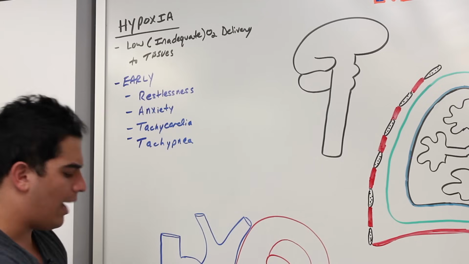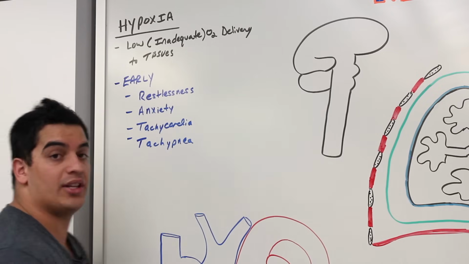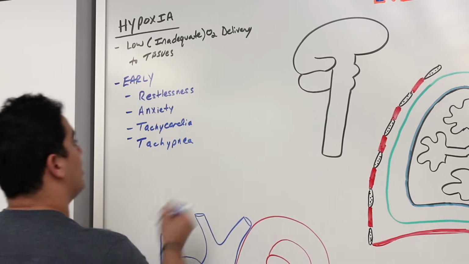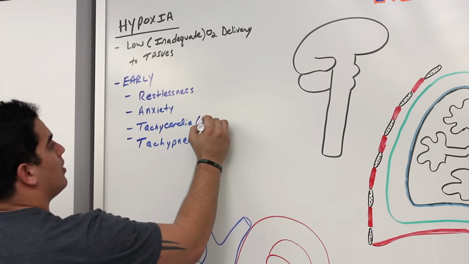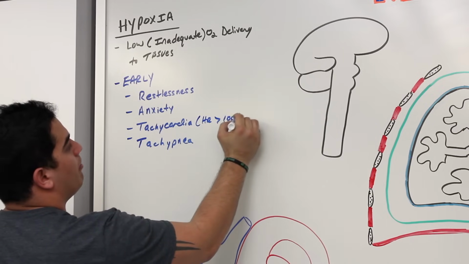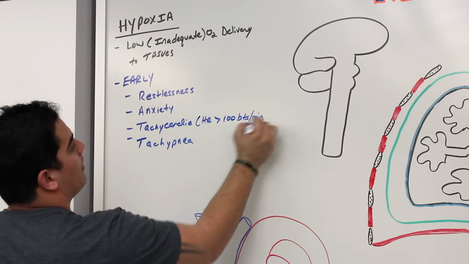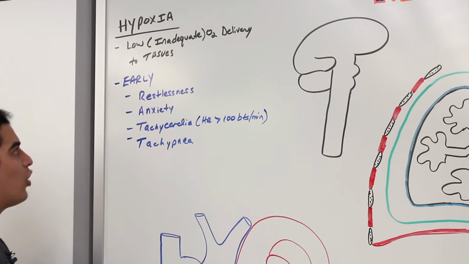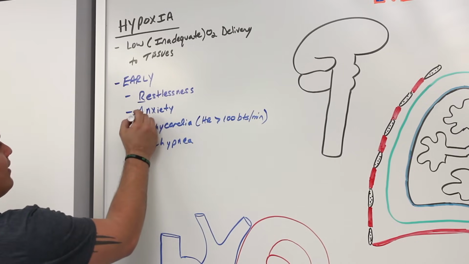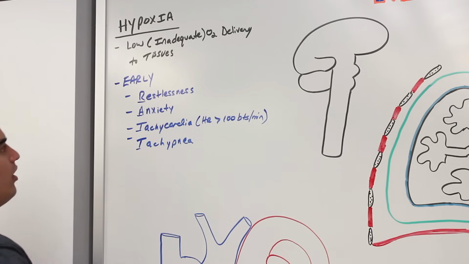And then tachycardia, how would you define tachycardia? It's whenever their heart rate is greater than 100 beats per minute. So these are the early signs. You're going to remember RAT, and if you remember, the two T's are for tachycardia and tachypnea.